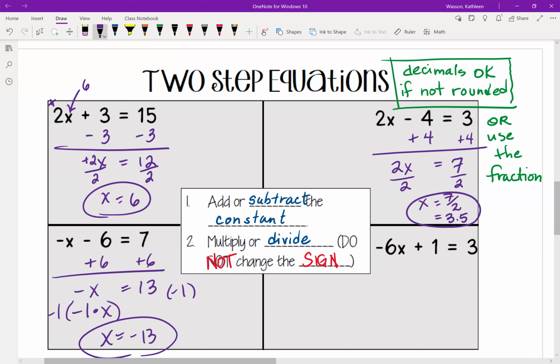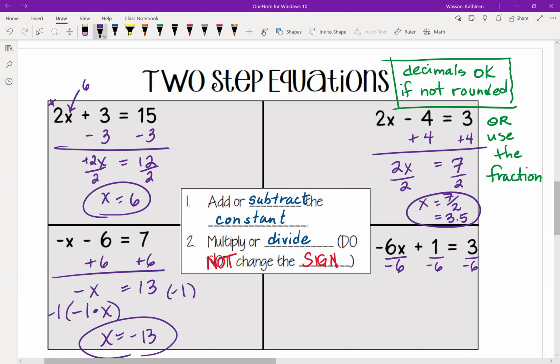For this last problem, for two-step equations, first I will subtract. You don't have to subtract. You could divide first. If you do that, you need to make sure to divide every piece, which will give you negative 6x over negative 6, and 1 over negative 6, and 3 over negative 6, and then you can add and subtract.